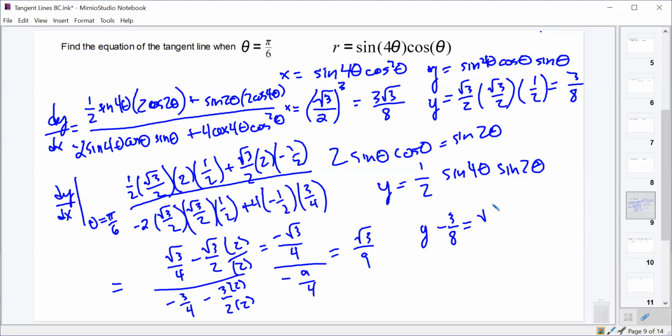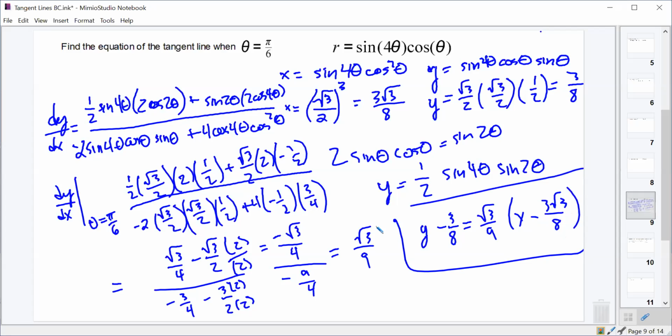y minus 3/8 equals √3/9 times x minus 3√3/8. There's our equation. Everybody good there? Any questions? Shayla, did that help out? Is that helpful to see another one of those? Thank you. Yeah, no problem. Happy to. Anybody else have any questions on just finding the tangent lines for polar or parametric graphs or for regular graphs?